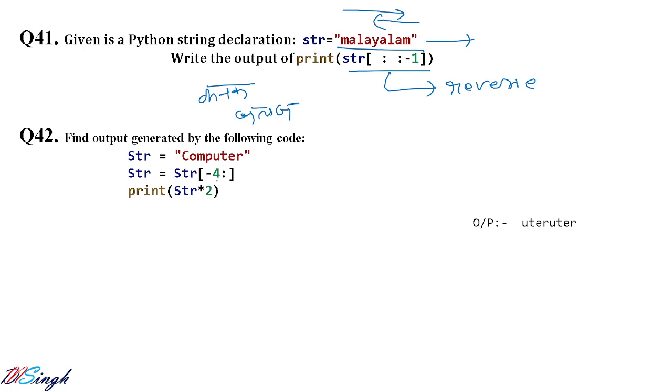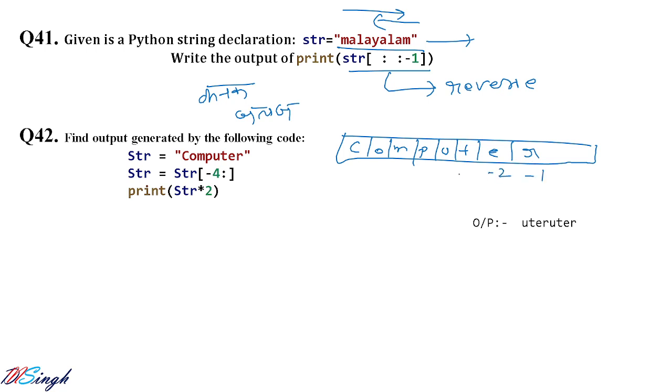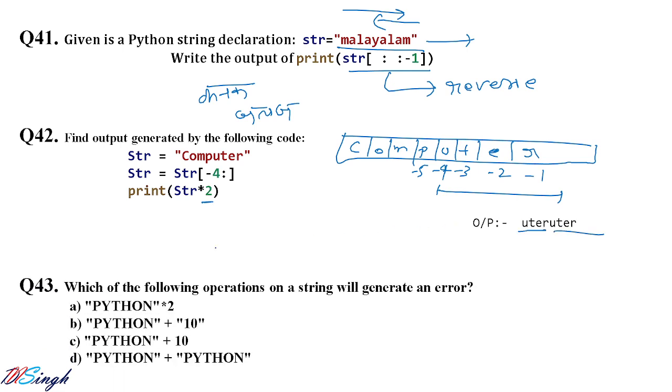Find the output of the following, again slicing. Start from -4 and it will go to the last index. I will solve this question here. COMPUTER, with indices -1, -2, -3, -4, -5. Our job will be done from there itself. The start point is this one, and the end by default will be up to the last index. So UTER is going to come in the output in str, and then it will be replicated 2 times. So that will be the output. Let us go for the next one.